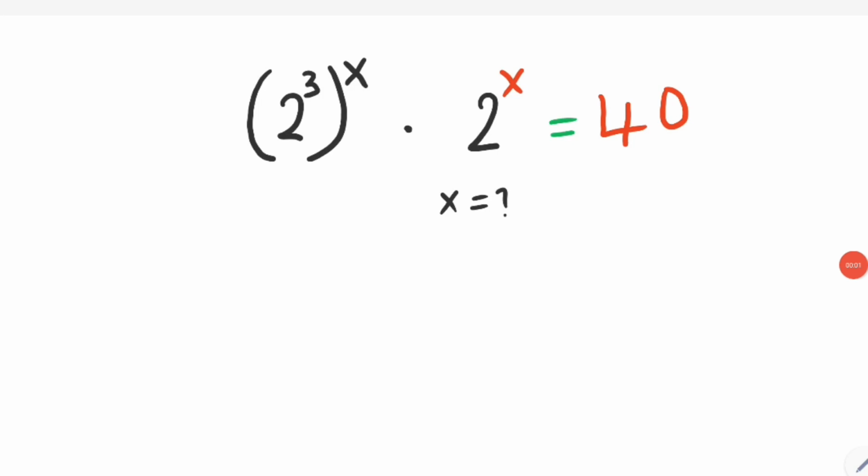Hello everyone, you are welcome to solve for x in this beautiful equation. 2 raised to power 3 to the power of x multiplied by 2 raised to power x is equal to 40. Solution.